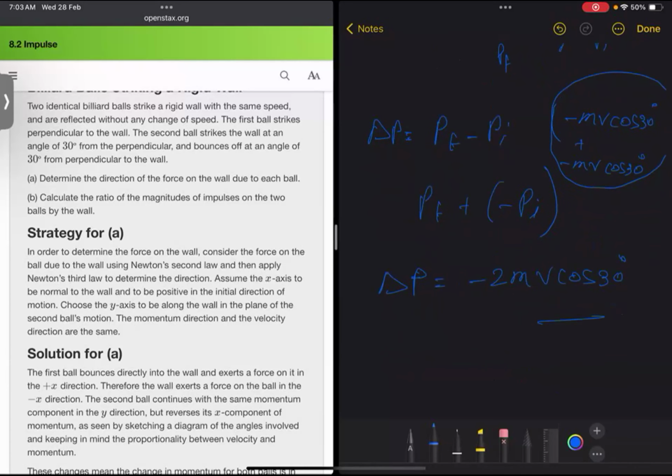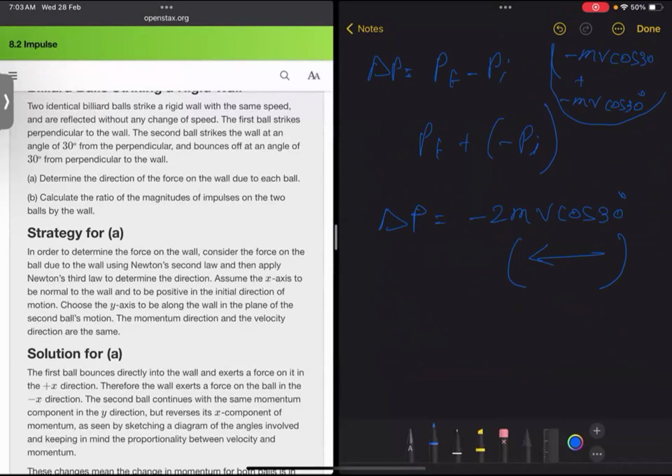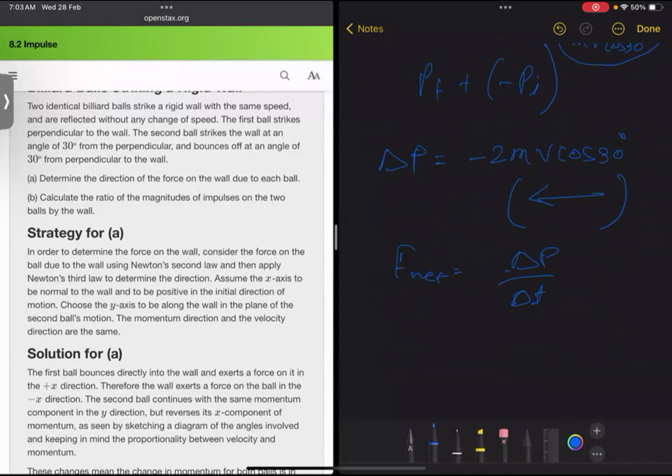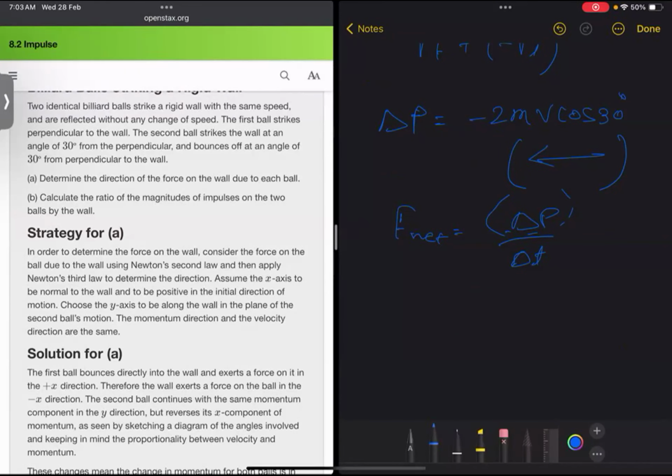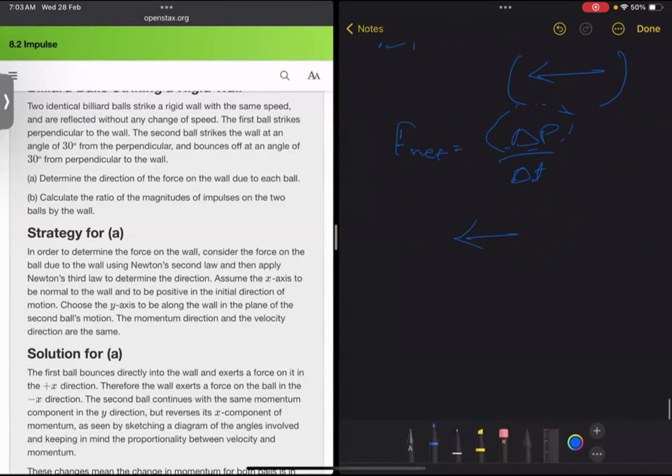Its direction is like this. So this is the change in momentum, right? And F net on the ball is delta P by delta T. So the sign of delta P will give you the direction of the net force acting on the ball. What is the direction of delta P? That is in this direction. That means the net force acting on the ball will be in this direction.